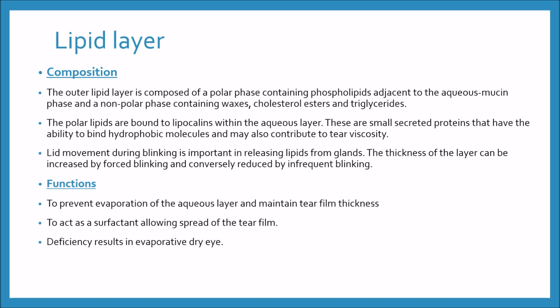Lid movement during blinking is important in releasing lipids from glands. The thickness of the layer can be increased by forced blinking and conversely reduced by infrequent blinking. Functions include, number 1, to prevent evaporation of the aqueous layer and maintain tear film thickness. Number 2, to act as a surfactant, allowing spread of the tear film. Deficiency results in evaporative dry eye.